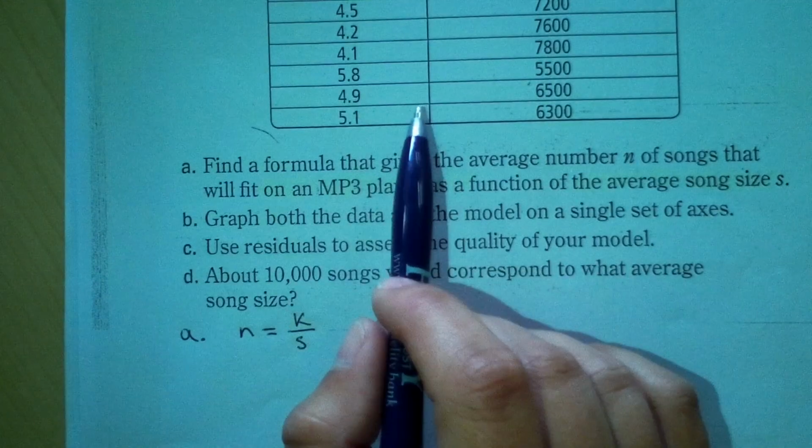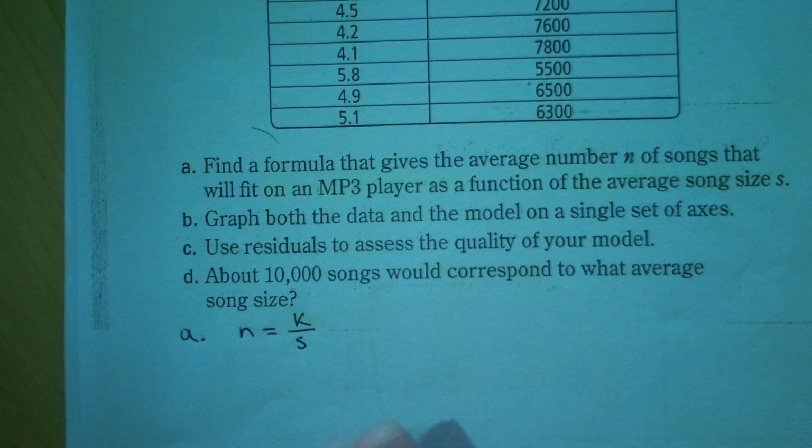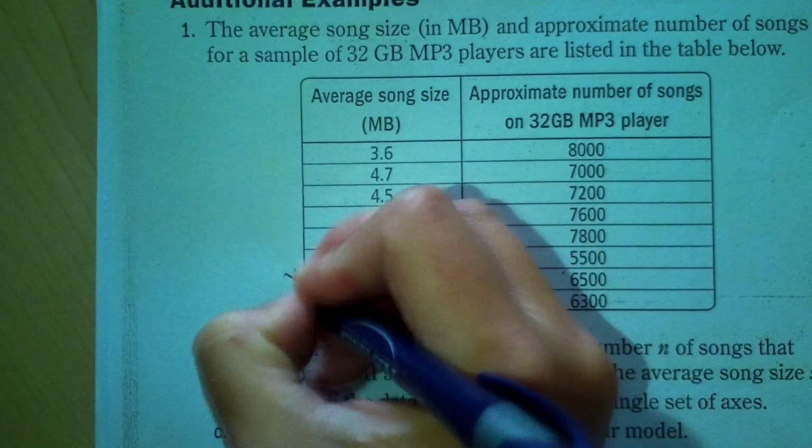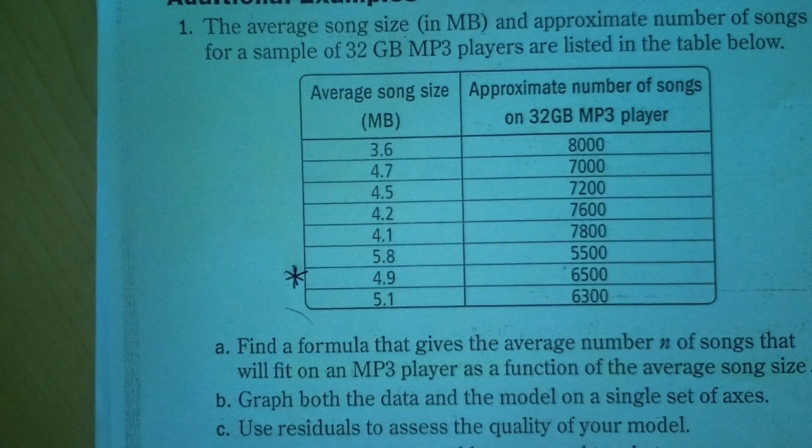You could use any of those. Your k values will just vary a little bit. This first column here is our s. Second column is our n. So what I would do is I would just treat this just like an ordered pair and plug that into my spots here. So the 4.9 is going to go in for the s.